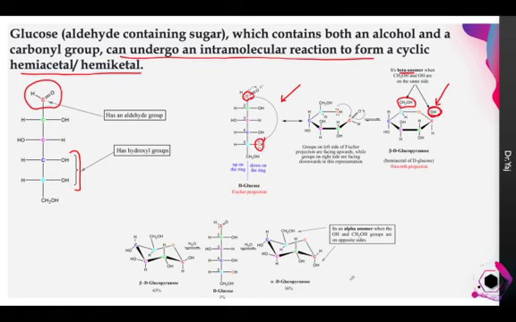Similarly, it can have an alpha anomeric conformation when the hydroxyl group and the CH2OH groups are on the opposite side. So, depending on the position of the CH2OH and the hydroxyl group in the cyclic structure of glucose, we classify them into two: the beta anomeric form, when the CH2OH and the hydroxyl groups are on the same side, and the alpha anomeric form, when the CH2OH and the OH are on different sides.